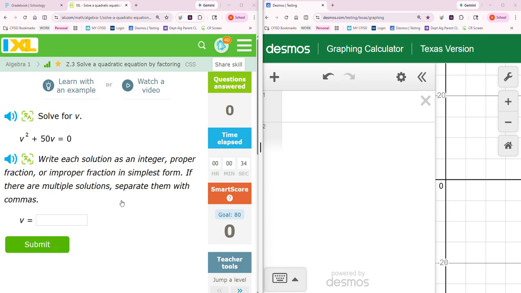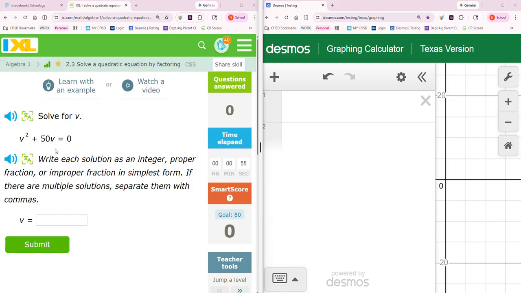Okay, so on this IXL assignment Z3, we're solving quadratic equations by factoring. The previous IXL, you were just solving, it was already factored for you. Now we've got to factor and then we've got to solve. So I'm looking at this term, it's a binomial and there's no constant term.